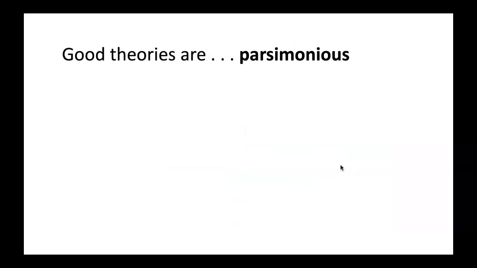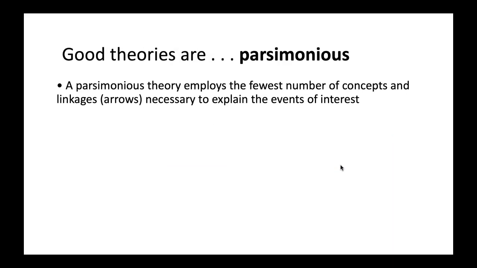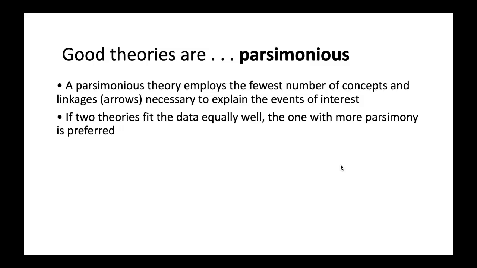Good theories are also parsimonious. Again, a parsimonious theory employs just the fewest number of concepts and linkages. These are the different arrows that are necessary to explain an event or phenomena of interest. Overall, if two theories fit the data equally well, the one that has more parsimony, the one that's more concise, the one that has a fewer number of concepts and arrows is preferred. Again, this lessens the burden of explanation.